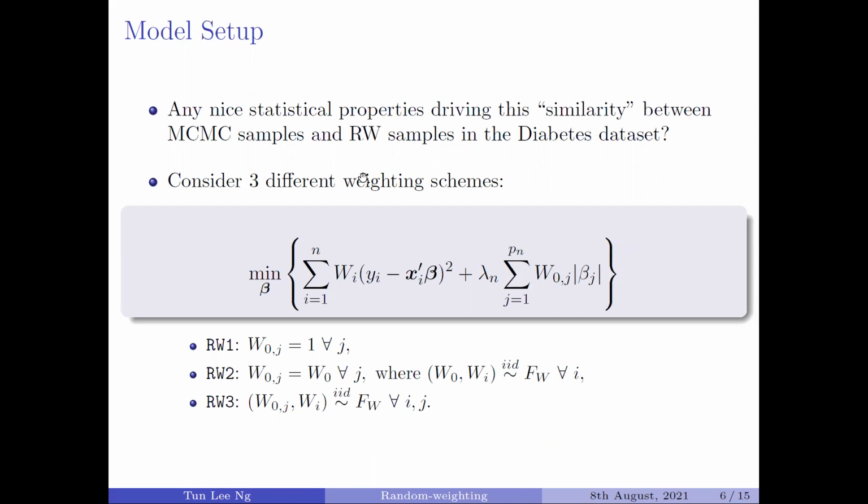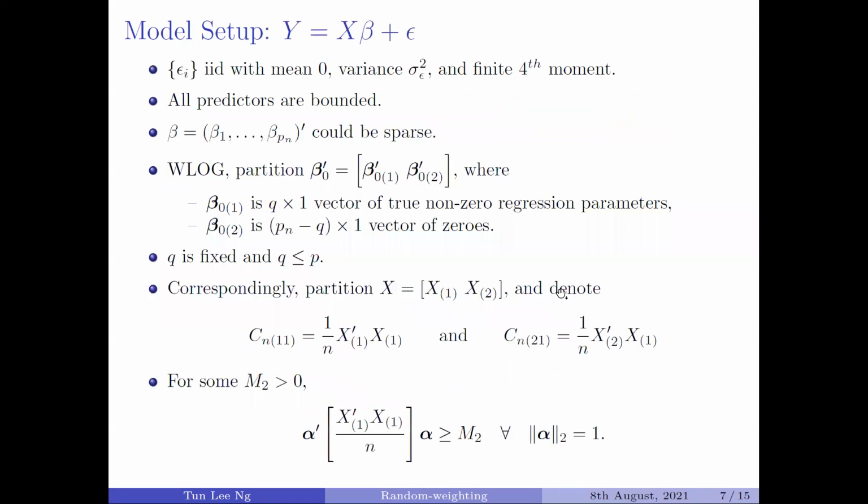And for the random weighting samples, we are going to consider three different weighting schemes, namely RW1, 2, and 3, where the first scheme is that we don't assign any weights on the penalty terms, we only assign weights on the likelihood terms. And the second scheme is that we're going to have a common penalty weight here for all the penalty terms. And then for the third weighting scheme, each penalty term gets its own random weights.